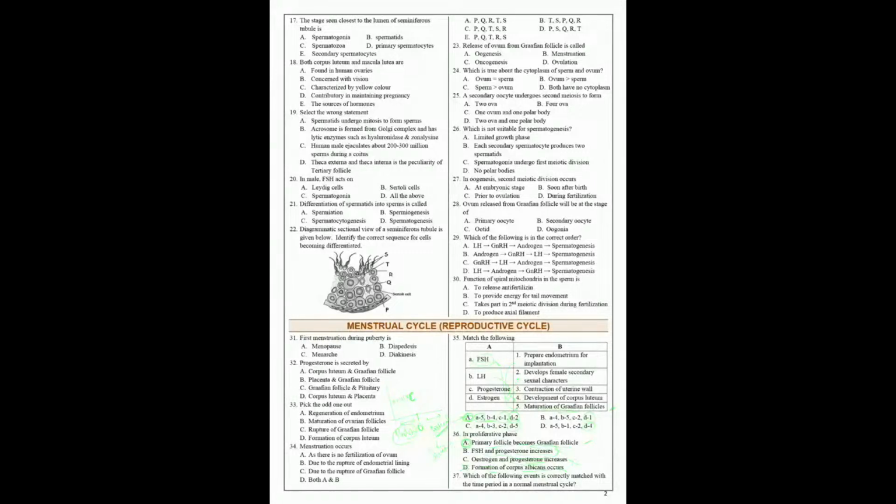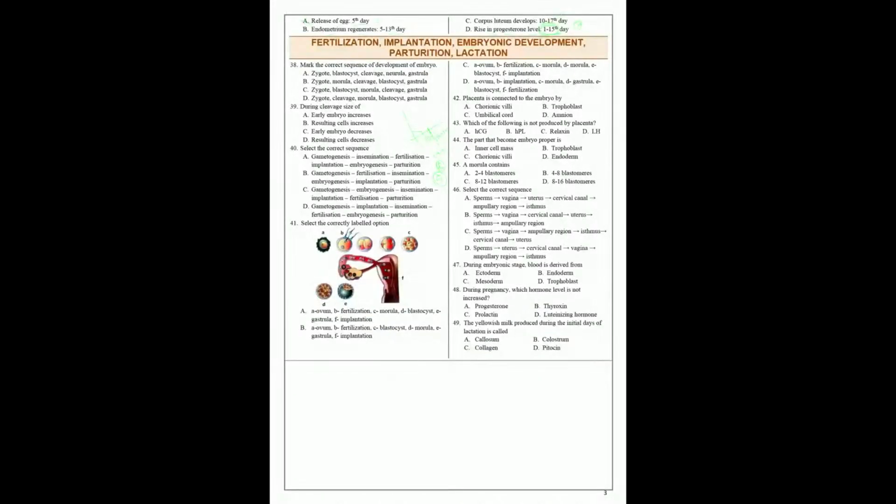Rise in progesterone level, 1st to 15th day. No, a rise will not take place from the 1st to 15th. What is the question given here? Which of the following events is correctly matched with the time period in a normal menstrual cycle? Normal means the 28-day cycle they are talking about. So release of egg on the 5th day is wrong. Then 5th to 13th regeneration could be the correct answer, but no. The regeneration after progesterone takes place after the 14th day. So corpus luteum occurs on the 10th to 17th day. This will be the correct answer.